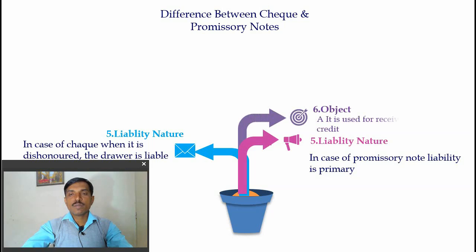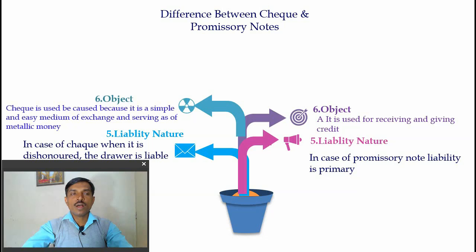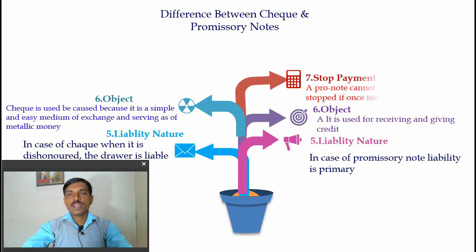The next is about the object. In the case of the promissory note, it is used for receiving and giving credit. And the check is used because it is a simple and easy medium of exchange, serving as metallic money. That is the object of use of a check. The object of use of a promissory note is receiving and giving credit from one person to another person.